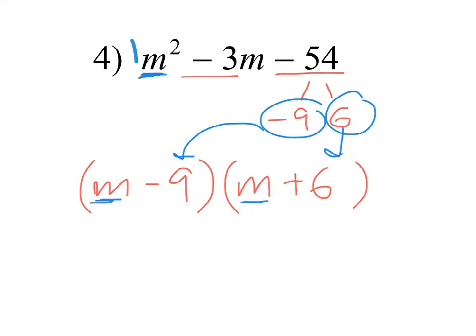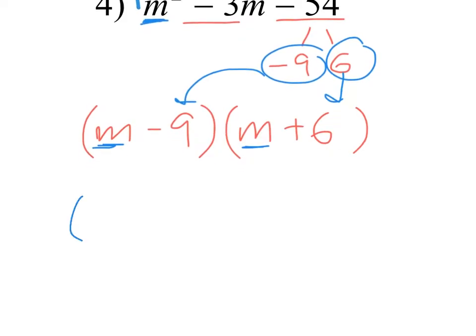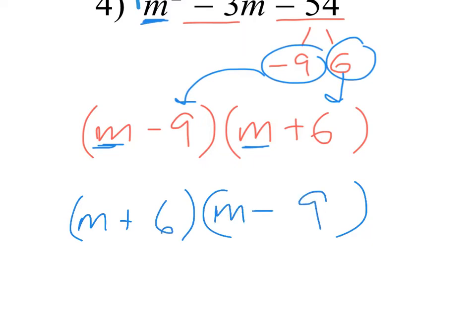Would it be wrong to flip it, if it was m plus 6 and m minus 9? Good question. No, the same thing would be right if we put m plus 6 and m minus 9. So these are the same thing. And if we FOIL these back out, we would get our original equation. So these two are the same exact thing.